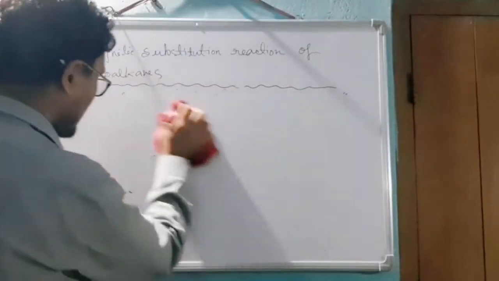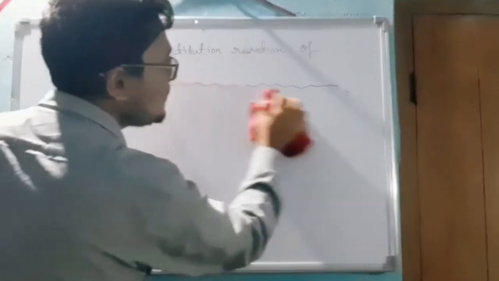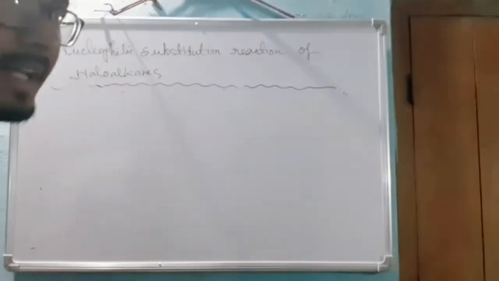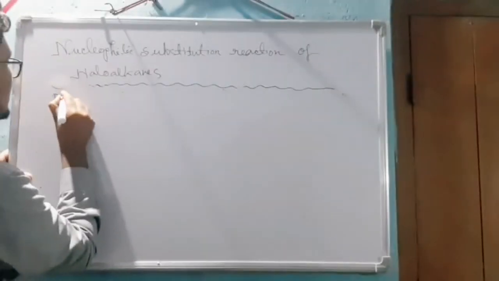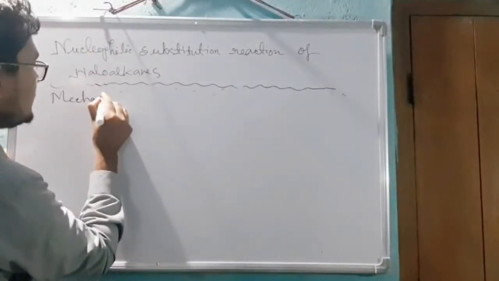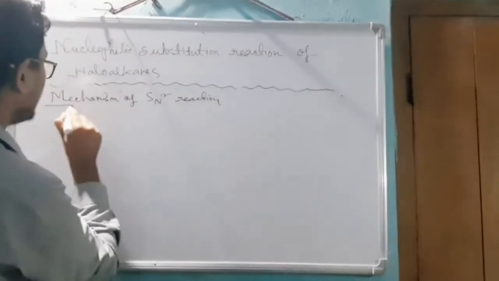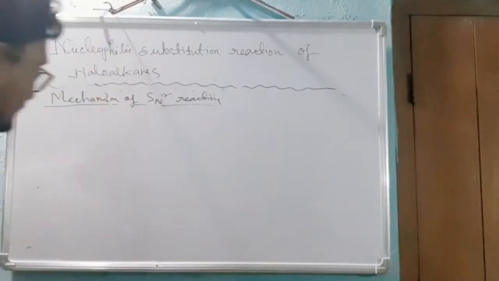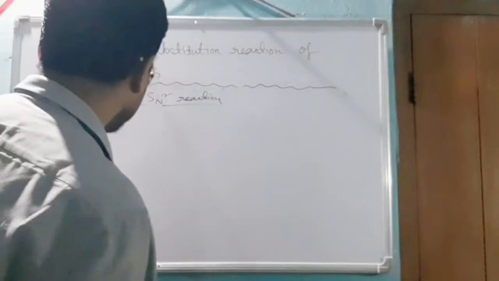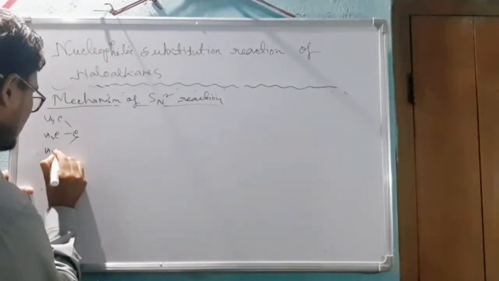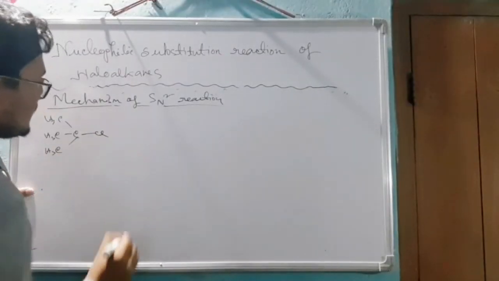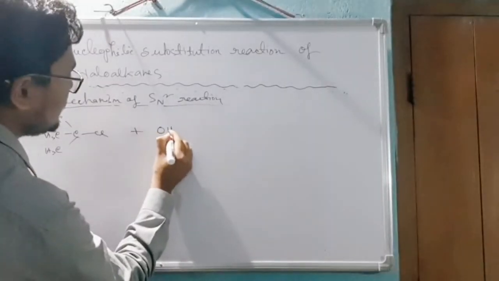Now we discuss the mechanism of Sn2 reaction. Let us take a tertiary alkyl halide, with CH3 groups and Cl, and this is the nucleophile.